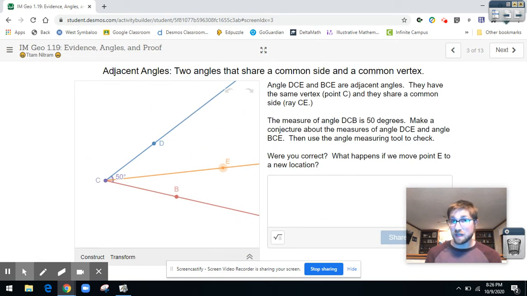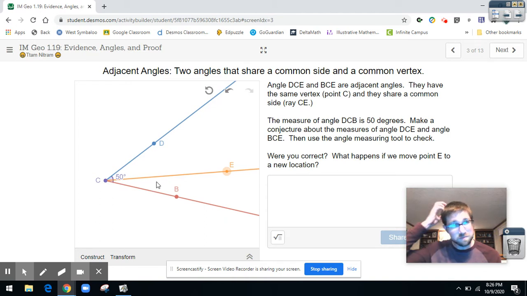On this page, adjacent angles, the first of our terms. Adjacent angles are two angles that share a common side and vertex, okay? So DCE and BCE are adjacent angles because they share a vertex at point C and they have this middle side together, CE, that they both have.